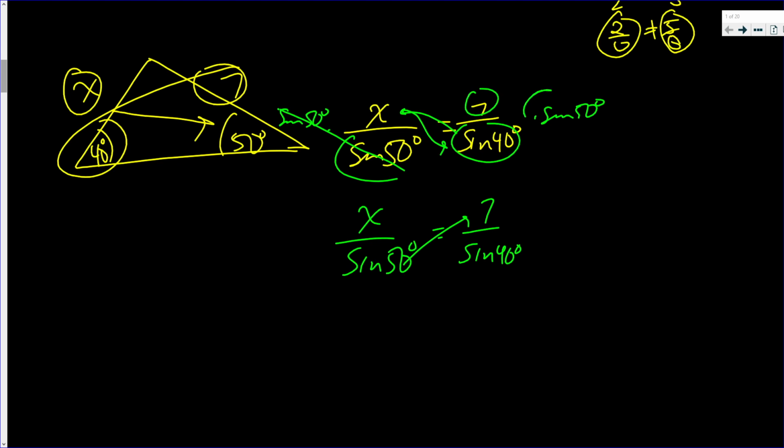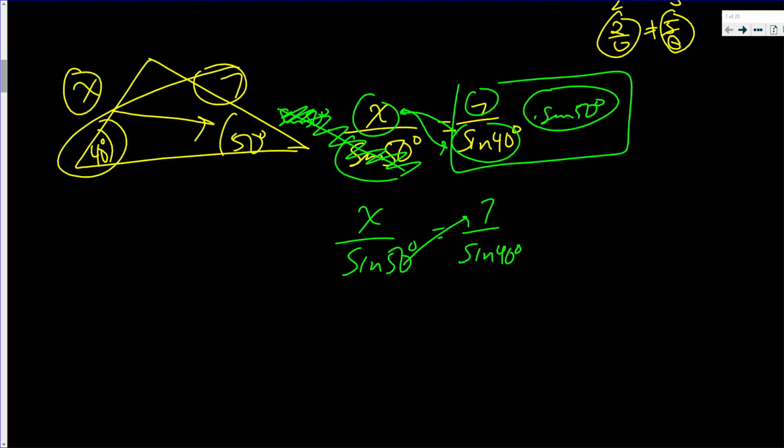You get 7 times sine 50 over sine 40. This cancels out, and you have x is equal to this. x is equal to 7 sine 50 degrees over sine 40 degrees. And that's approximately 8.3423. I worked that out.